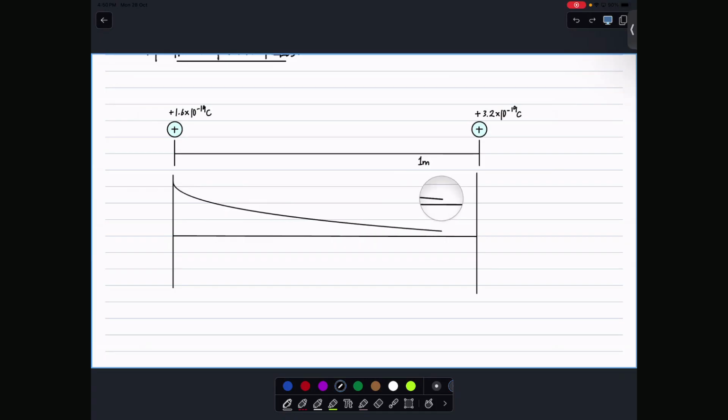Okay, how many of you think it is closer to the plus 1.6? Closer to the plus 1.6, and closer to the minus 3.2, the rest of you. Okay, and one of you said middle. Okay, so the null point would be in the middle when the charges were what? Equal, right? Now, the thing is, plus 1.6 is a weaker charge.